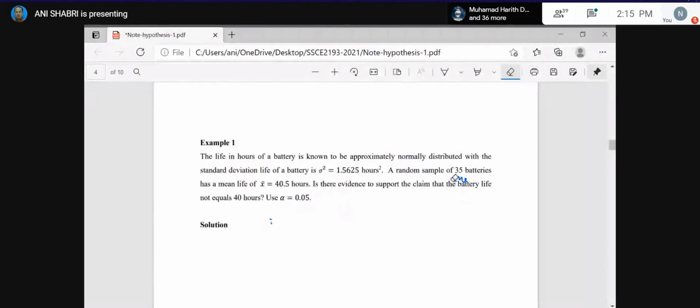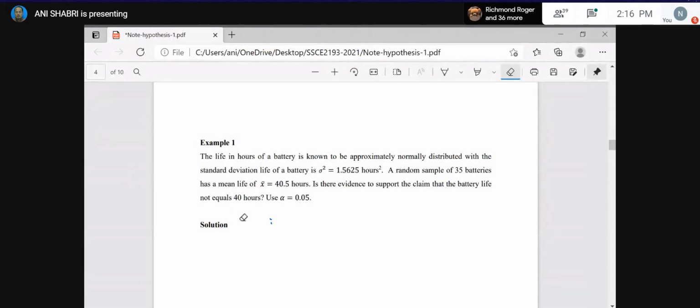The life in hours is known to be approximately normal distributed. The standard deviation of battery life is sigma squared equals 1.5 hours. A sample of 5 batteries has a mean life of about 40.5 hours. The question is: is there evidence to support the claim that the battery life is not equal to 40? For this one, we want to test whether the mean life of the battery is 40 or not.